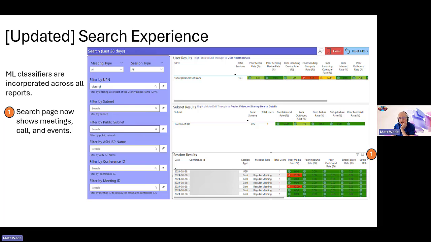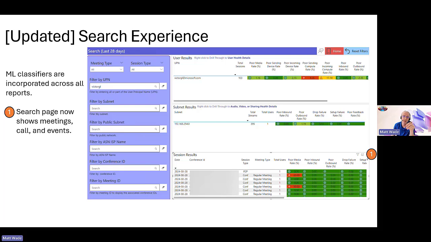So you see I've got media rate, outbound and inbound drop setup. I've got inbound, outbound drop, setup, and feedback. And then I've got another poor media here, and then device, outgoing and incoming device, outgoing and incoming compute, and then network for these as well.